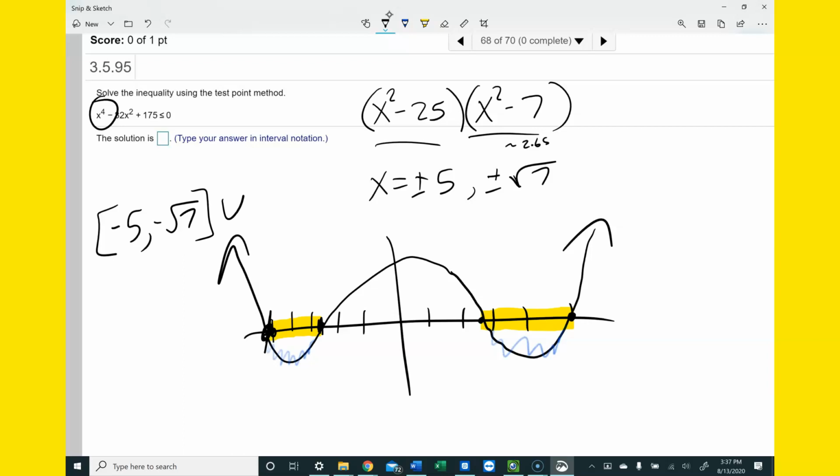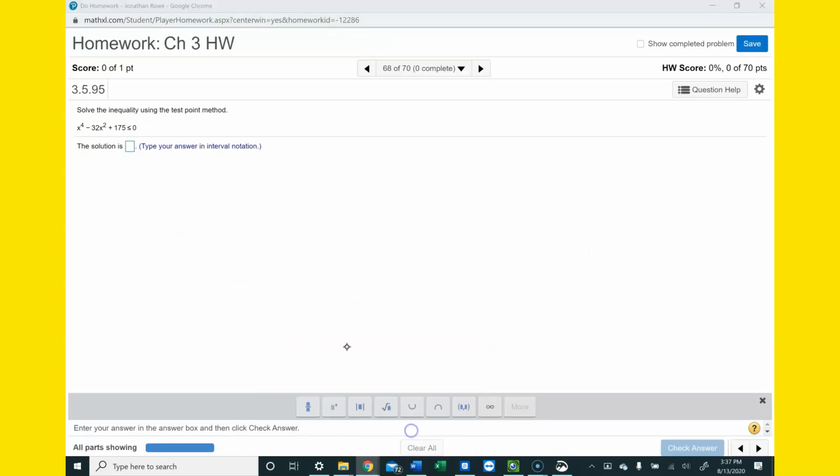Union, that's this right here. That's all that. And then what's this? That's going to be positive square root of 7 to 5. Oh, I should have put a bracket on that too, to 5. And that should be a good answer. Let's type it in just to make sure that is right.